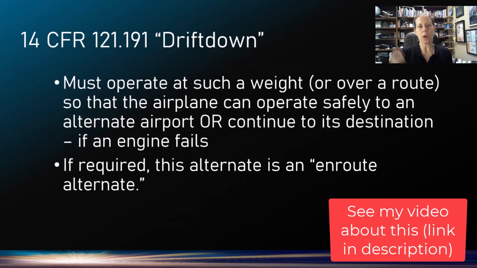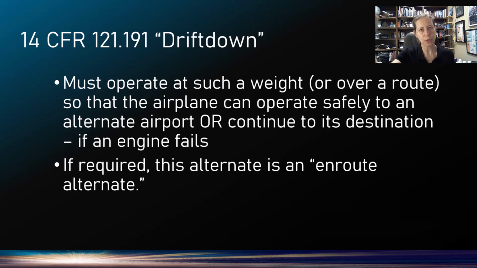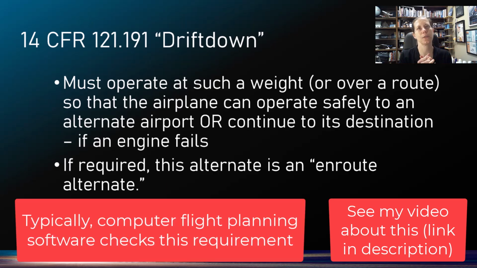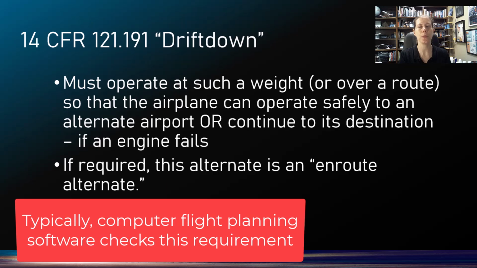We also can't plan the aircraft to be so heavy that if it lost an engine, it would drift down and lose altitude and possibly get too close to terrain on its drift down. So we call it a drift down alternate if we have to have one for that. Again, I have a video that unpacks that, but we've got to check on that. Typically, your computerized flight planning is going to do a check of all the altitudes of terrain along your route and ensure compliance with this.